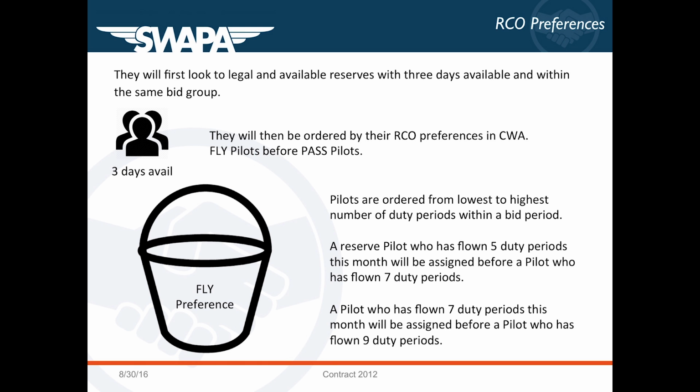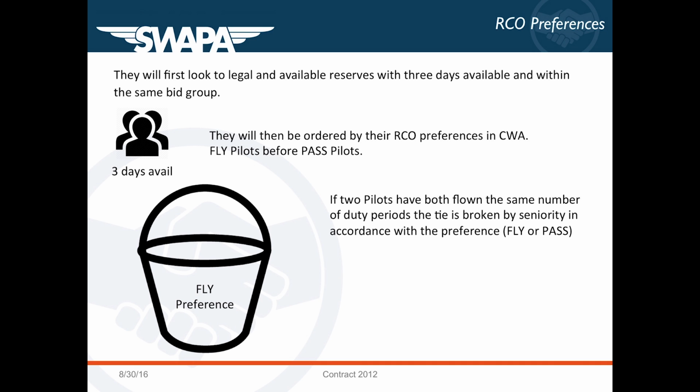Once scheduling has the 3-day group, they will go to the pilots who have a fly preference and order them from lowest to highest number of duty periods flown within the bid period so far. For example, if 2 reserves both have a fly preference, but one has flown 5 duty periods this month and another has flown 7, the pilot who has only flown 5 duty periods will fly first. If 2 pilots have both flown the same number of duty periods this month, the tie is broken by seniority in accordance with their preference. In this case, the more senior pilot with the fly preference would be selected for the trip.